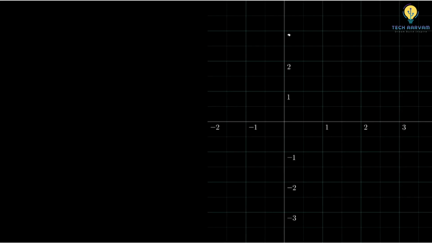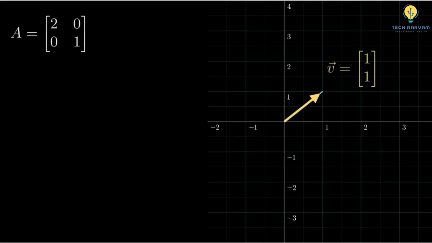Good day, everyone. So diagonal matrices is the topic today. V is a vector 1, 1. This is an example vector. So this is a 2D space. This has two components. A is a diagonal matrix.